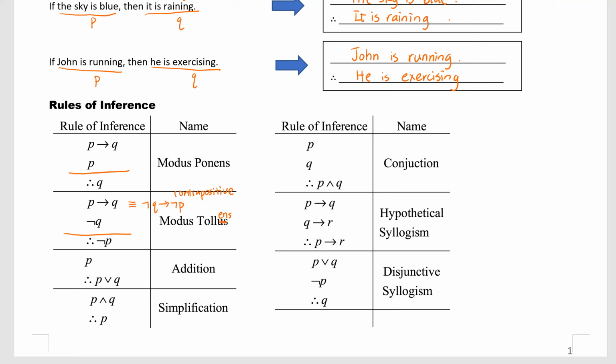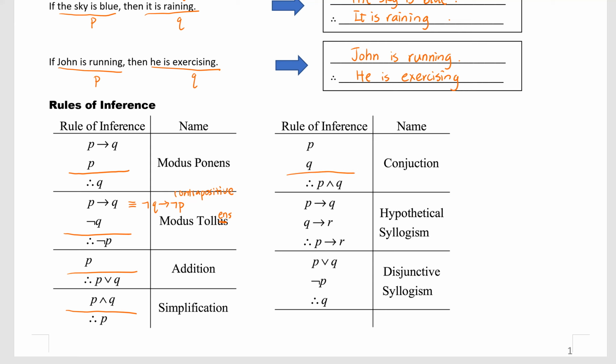Next, P. This three dots symbol means so, therefore, hence. So P, therefore P or Q. If P is true, then P or Q is true. This is addition. Next, if P and Q is true, then Q is true. This is simplification. Remember, if P and Q both happen, then P must happen. Next, P happens, Q happens, implies P and Q happens.